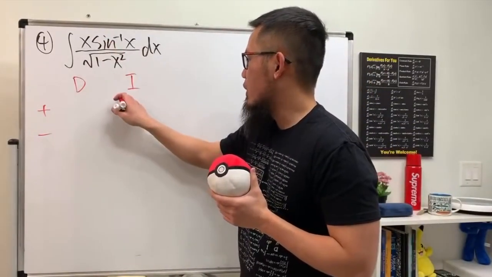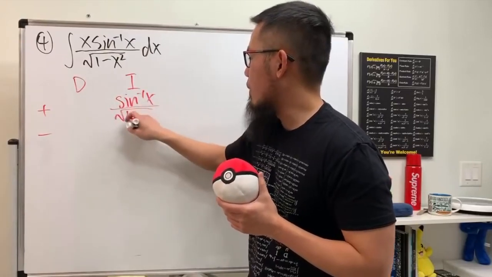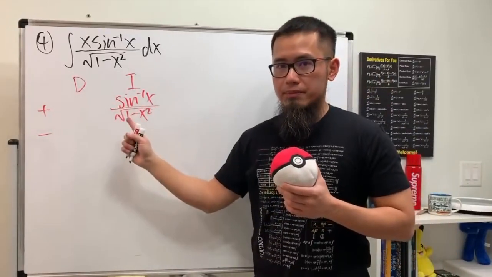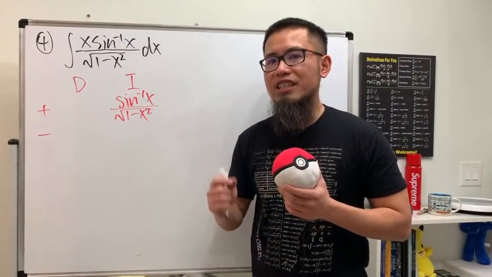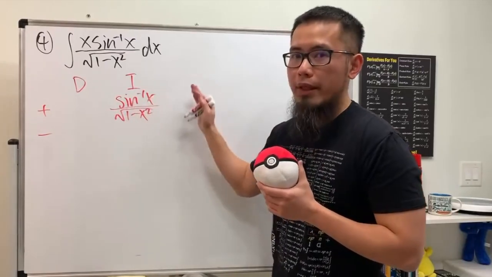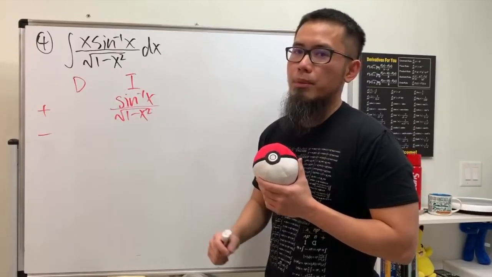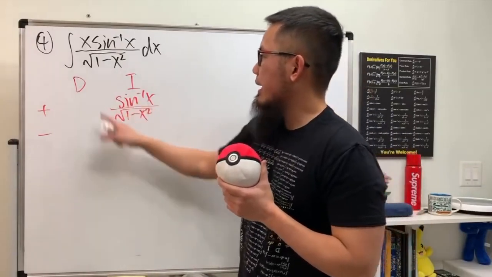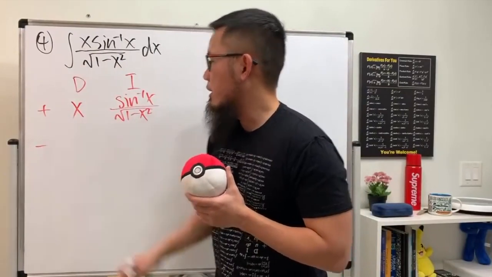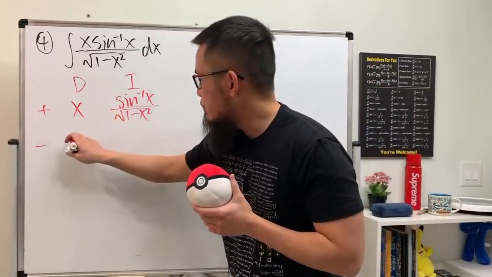So now let's see, what if we do inverse sine x over square root of 1 minus x squared? Can we integrate this? The answer to that is actually yes, because the derivative of inverse sine is precisely 1 over square root of 1 minus x squared. So this is actually doable. Well, in that case, we will just have to put down the x right here for the differentiation. And let me give this a try and see how it looks.